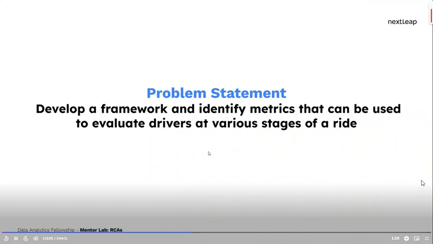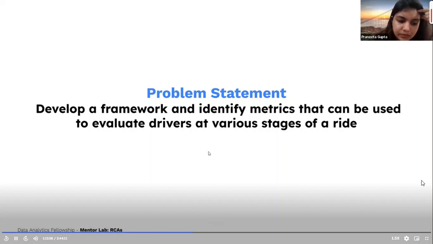I have a question here. Sorry? I have a question here. हाँ जी. So what do we mean by the stages of ride?